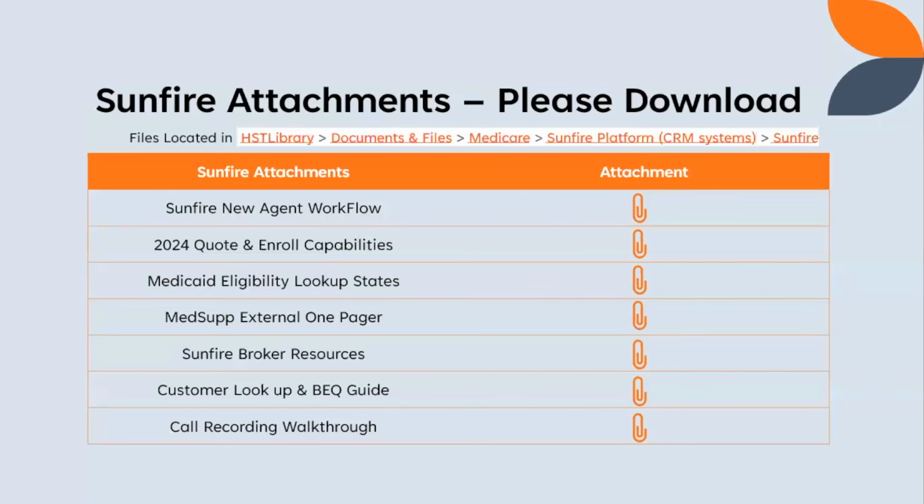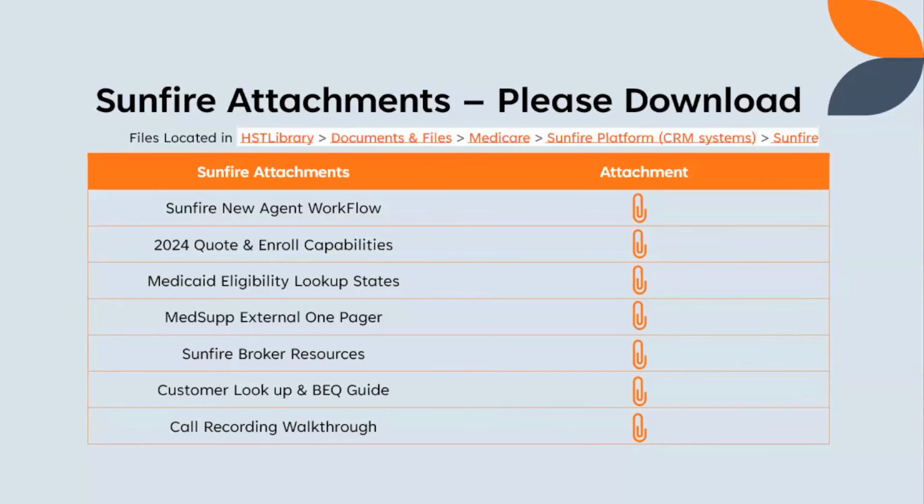So these are some additional attachments. You can click on these after I do an email blast. This is just general stuff: how to do a call recording walkthrough, how to do a customer lookup, some broker resources, and the Medicaid eligibility lookup by state. I like these attachments because they're a quick guide, just in case you need a recap of everything that I went over.